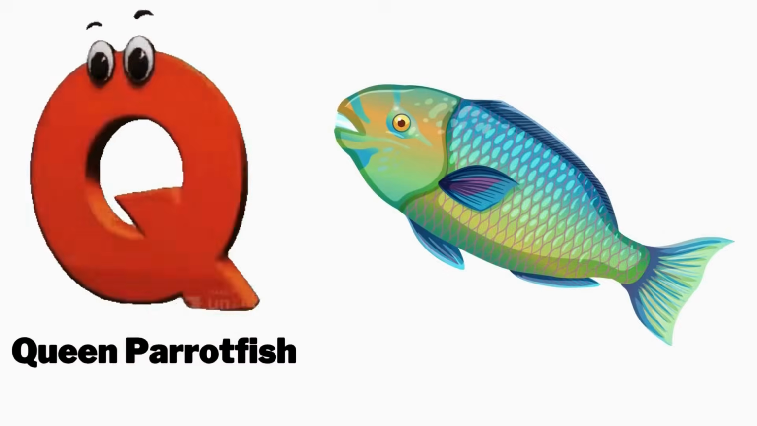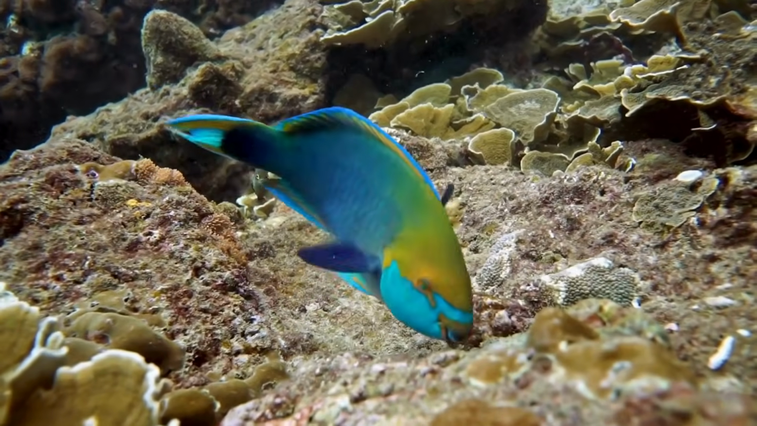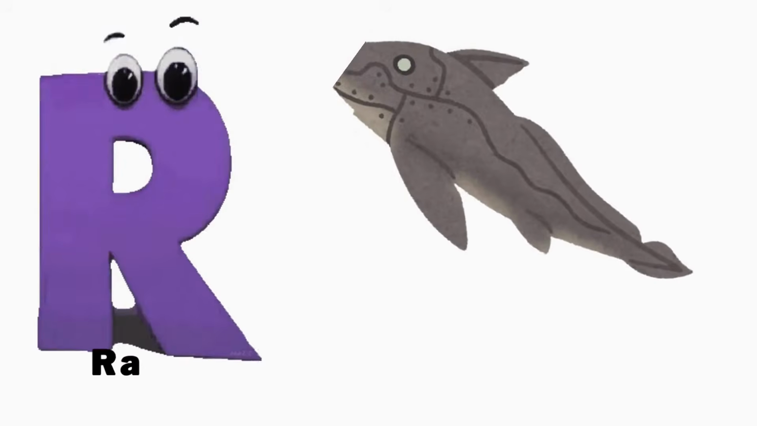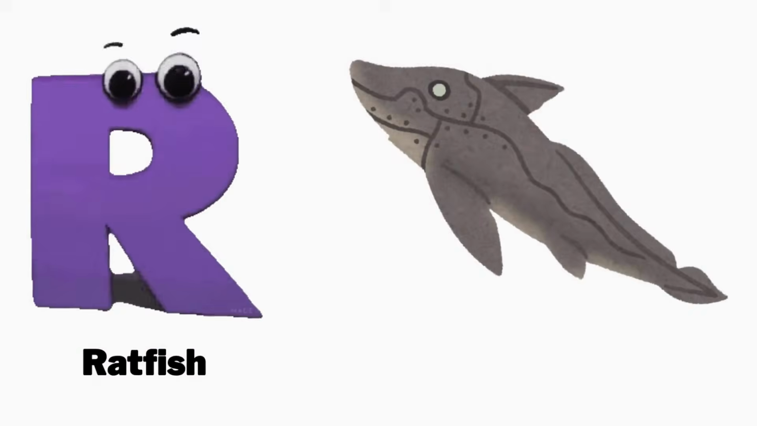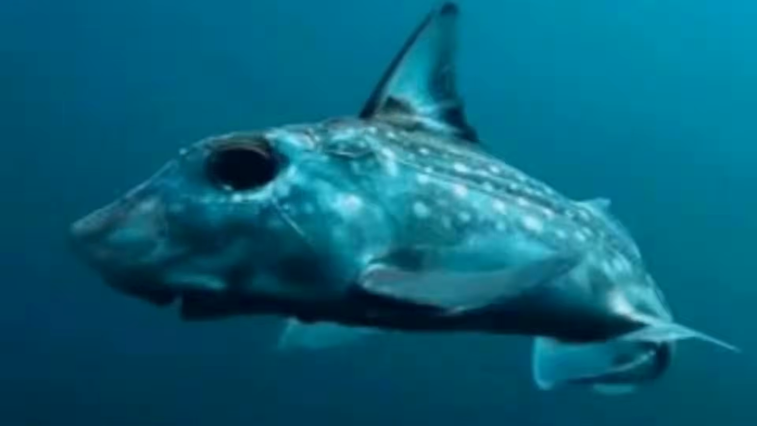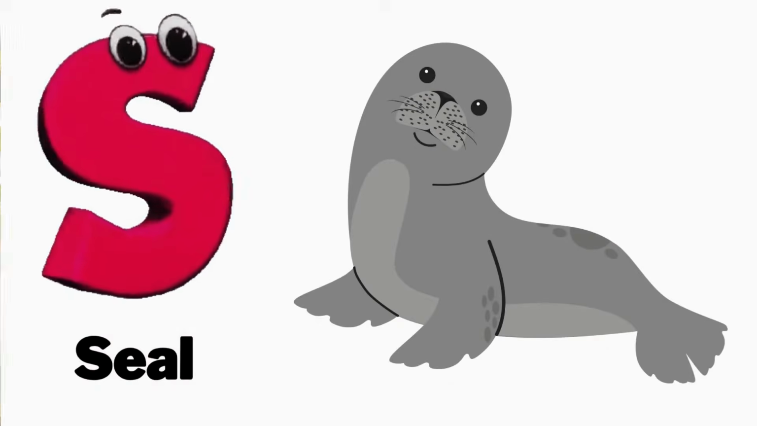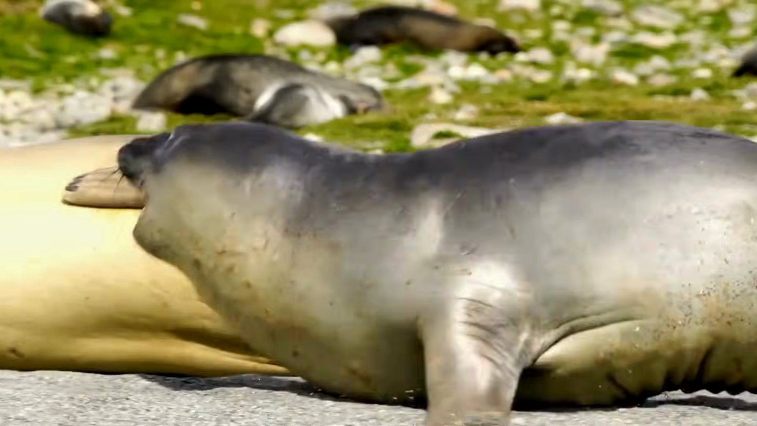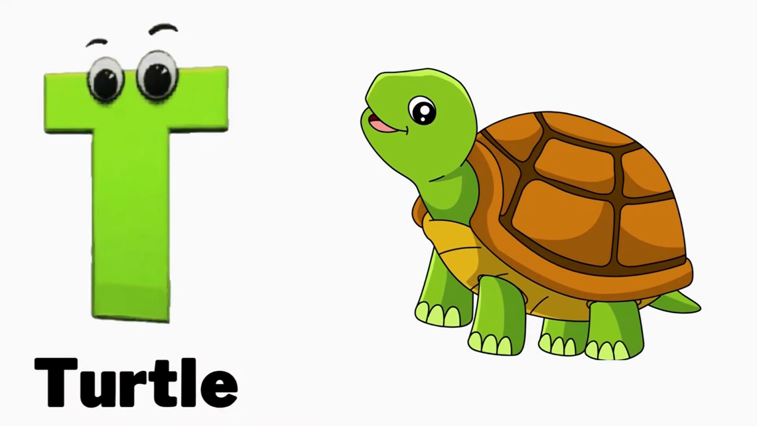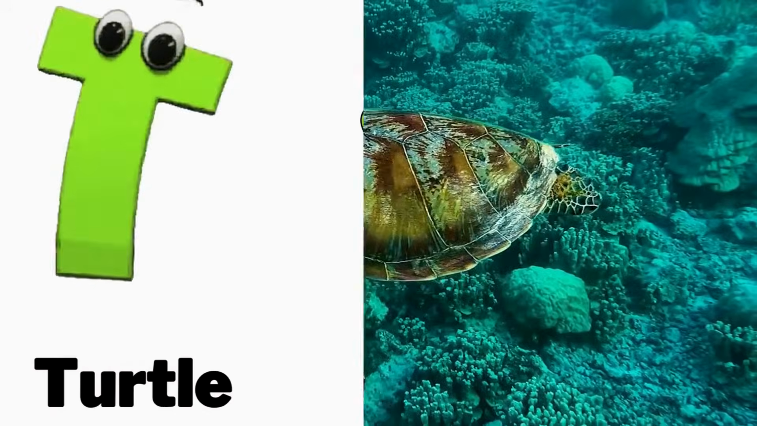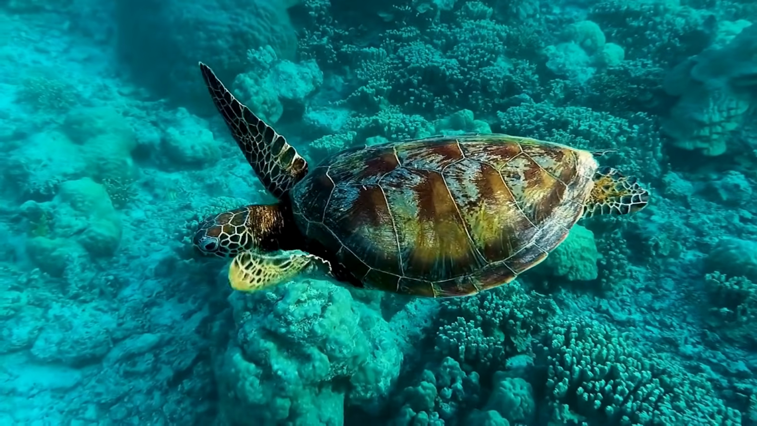Q is for queen parrotfish. Queen parrotfish. R is for ratfish. Ratfish. S is for seal. Seal. T is for turtle. Turtle.